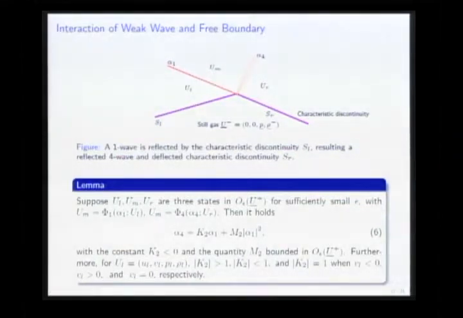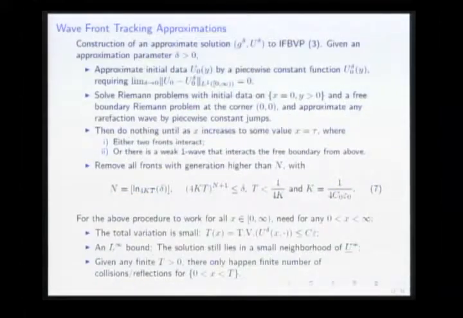And this coefficient is critical to find the right weights so that we can make the appropriate functional decrease, which I'll later talk about. So how do we construct our wavefront tracking approximation? We have this approximation parameter delta. We take the initial data and make a piecewise constant approximation to it.